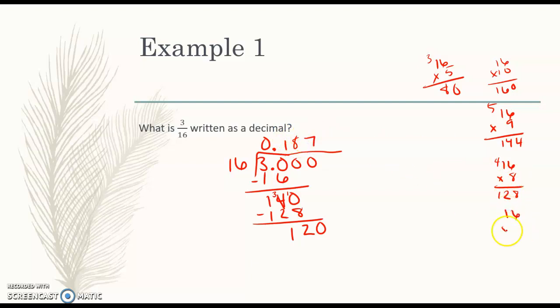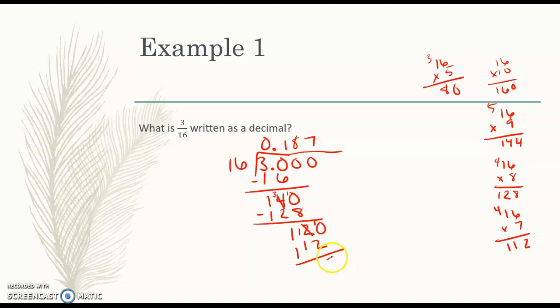So I'm going to do 16 times 7. 7 times 6 is 42. 7 times 1 is 7, plus 4 is 11. And so we get 112. And now we do some subtracting.